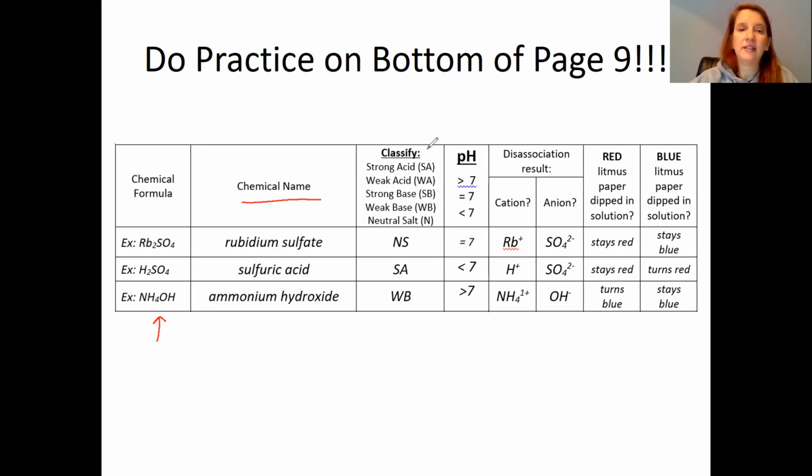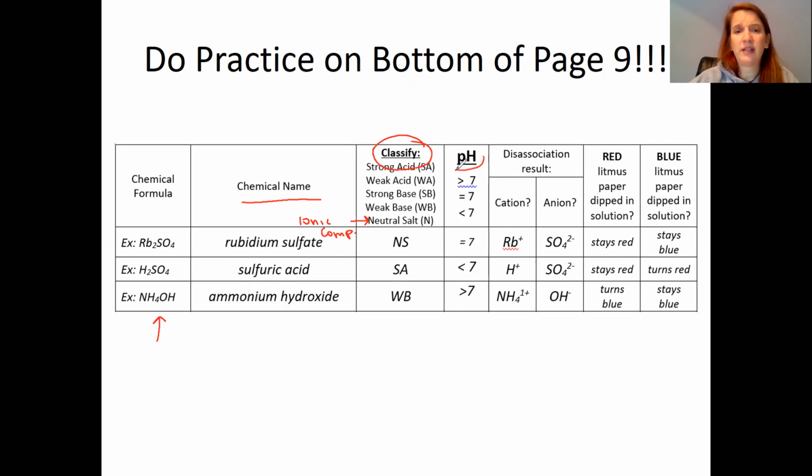You're going to classify it as one of these things. So you have strong acid, weak acid, strong base, weak base, or a neutral salt. Neutral salt is going to be an ionic compound, okay? So if you have something that's an ionic compound like this rubidium sulfate, the first thing on the list, it's a neutral salt, okay? The strong base, weak base, you're basically looking for hydroxides on this page, okay? So if it has a hydroxide, it's going to be a base.